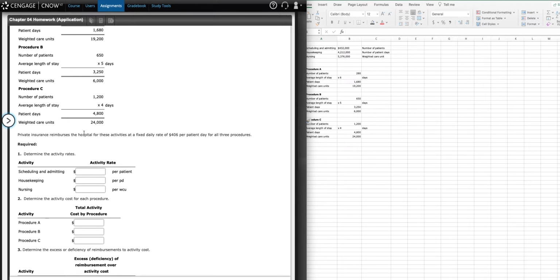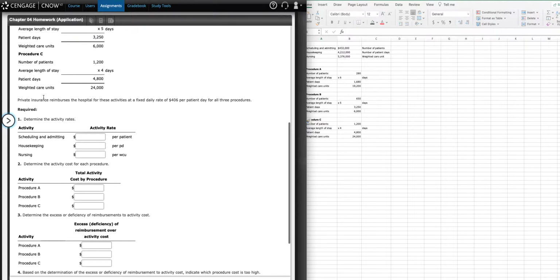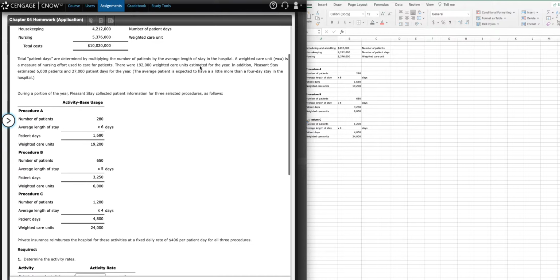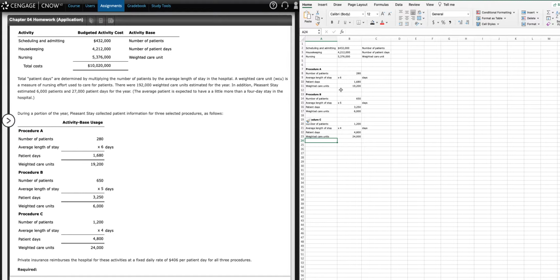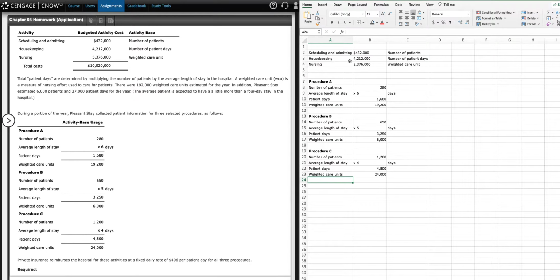Private insurance reimburses the hospital for the activities at a fixed daily rate of $406 per patient day for all 3 procedures. So we want to start out by determining the activity rates for scheduling and admitting, housekeeping, and nursing. And I'm going to scroll back up a little bit. Over here in Excel, I just copied over the information that we have.